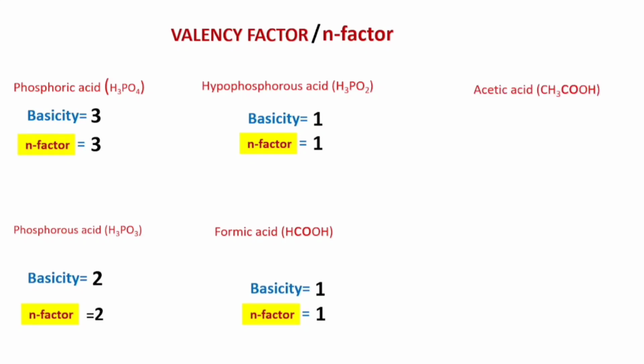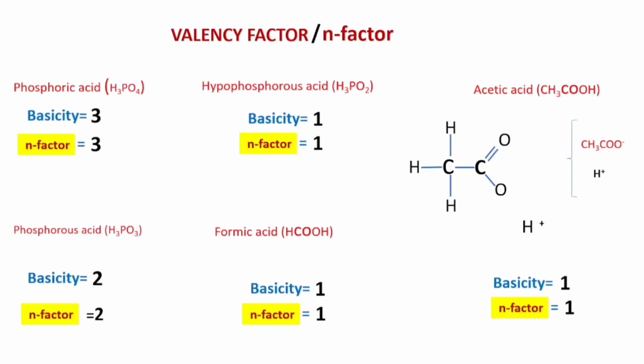Acetic acid. Another weak organic acid. There is a methyl group in its molecular structure. None of these 3 hydrogen atoms is replaceable because they are all directly bonded to the carbon atom. The hydrogen which is bonded to the oxygen is replaced in aqueous solution. Though acetic acid has 4 hydrogen atoms, it furnishes only 1 hydrogen cation in aqueous solution. So it is a monobasic acid, hence its N factor is 1.